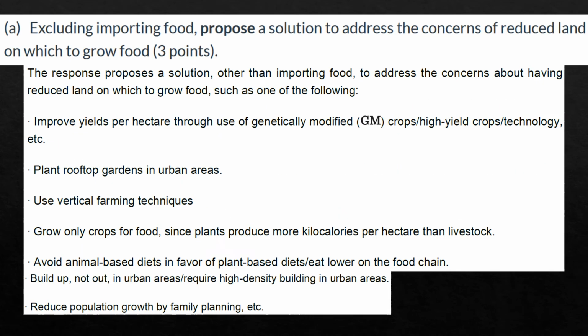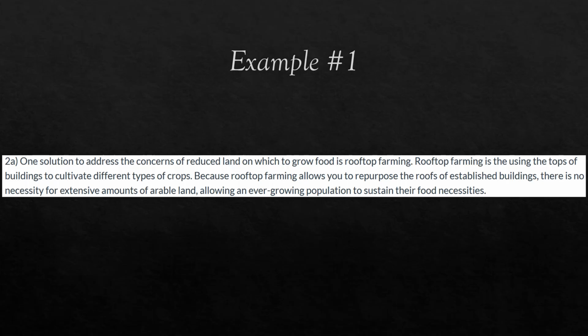So here's a list of solutions for part A. We're going to concentrate on planting rooftop gardens in urban areas and building up, not out, in urban areas, or requiring high density buildings in urban areas. Example number 1. One solution to address the concerns of reduced land on which to grow food is rooftop farming.